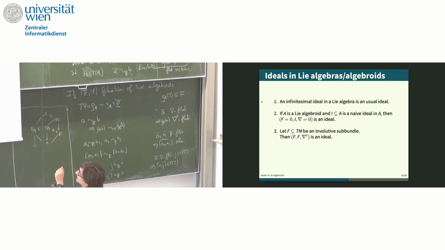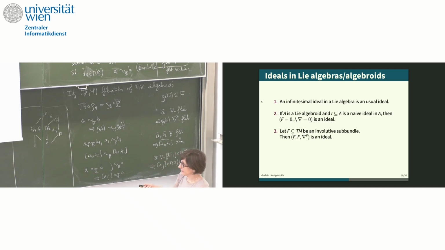As I said, an infinitesimal ideal in a Lie algebra is just a usual ideal because you just have this ideal condition remaining. Same if F is 0, nabla is 0, you just have a naive ideal. And the third prototype really is an involutive subbundle where you take F as a subalgebroid and as the involutive subbundle of the base and then the Bott connection. So that would be reduction data for tangent bundles. So we now have ideals in tangent bundles, but actually there are more general ones that are more interesting where you play a bit with those two bundles.